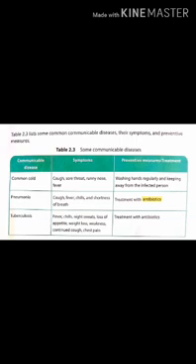Okay, next one, pneumonia. What are the symptoms of pneumonia? Cough, fever and difficulty in breathing. Okay, how to prevent pneumonia? Treatment with antibiotics. Okay, third one, tuberculosis.